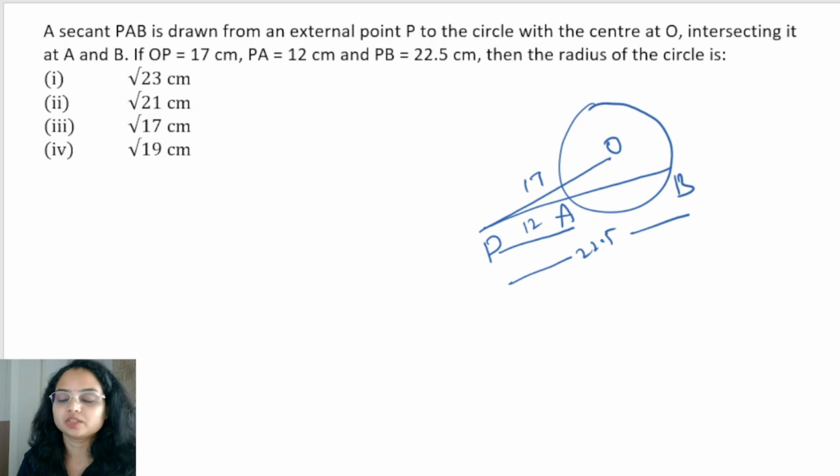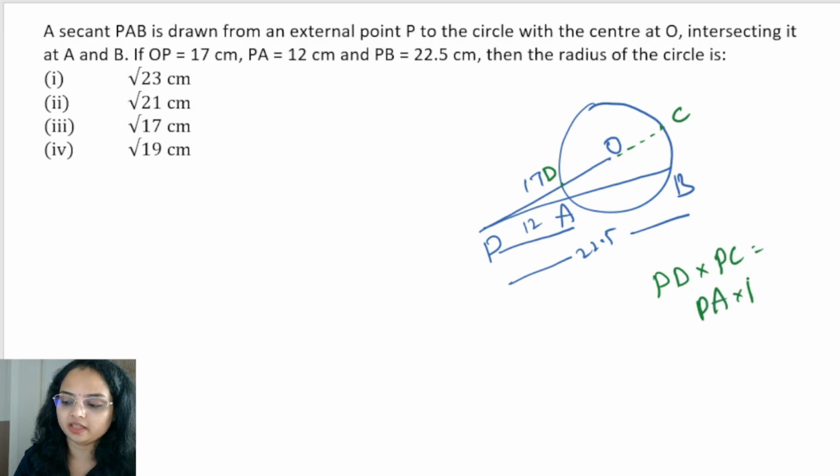So here we will extend this PO. Now we will take this point as C and this point as D. So we have a formula here, PD into PC is equal to PA into PB. So we'll just substitute the values in this formula and we'll get the answer. So how can we write PD here?